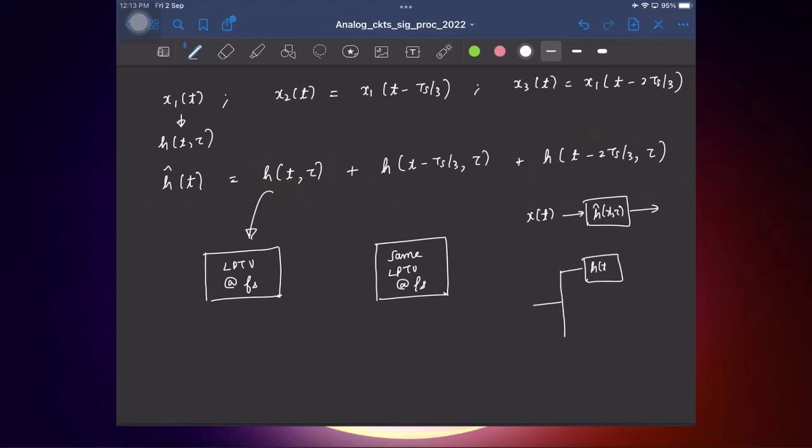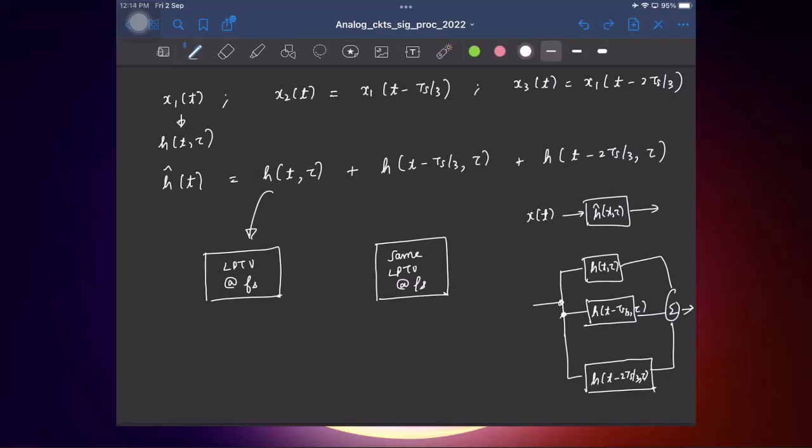h of t comma tau, h of t minus Ts by 3 comma tau, h of t minus 2Ts by 3 comma tau, and we are adding all three branches of t comma tau. They are delays in those branches. So the input is delayed? No, you should not delay the input as such. The impulse response is what is getting delayed.